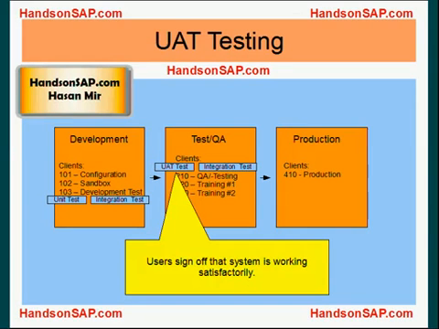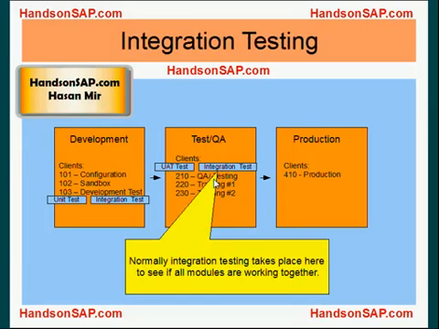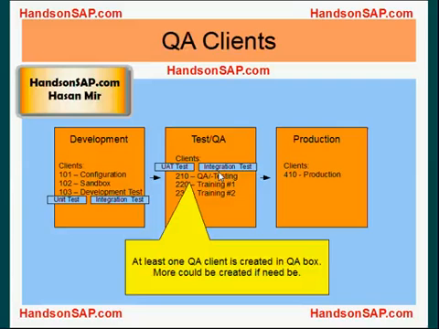If they're not happy, then you go back to the configuration client, make more configuration changes and transport them back to the QA, and you repeat the testing until users are happy. Normally integration testing takes place at the QA box, but optionally you can also do the integration testing in the dev box, or on both places, dev box as well as QA box. At least one QA client is created in a QA box. More than one QA client could be created if necessary, if there is more than one testing team testing the environment.